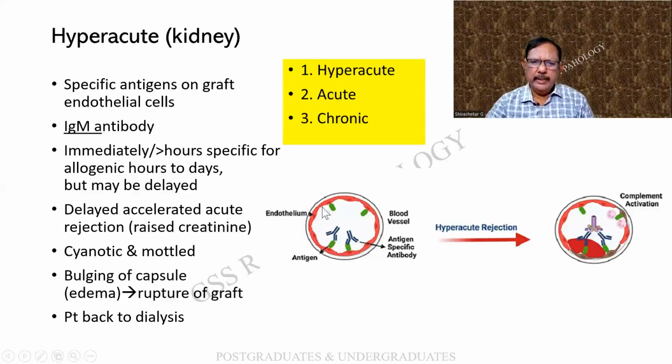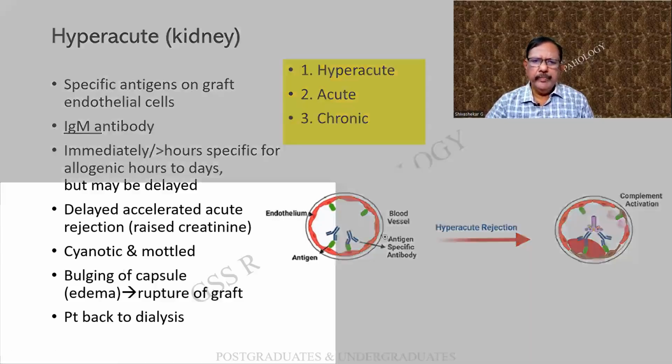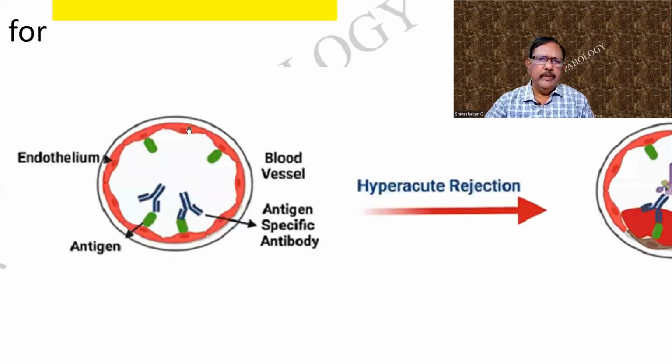So this is a blood vessel, and I hope you are able to see the endothelium. We are able to see the endothelium over here. Now, what happens is there are the antigens and the antibodies over here. They come and get attached. It is unlike the Arthus phenomenon, where there is a circulating immune complex which also gets deposited in the vessel wall and leads to similar changes.